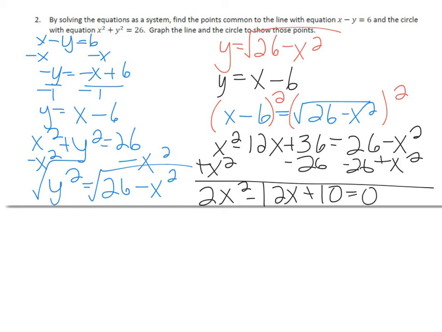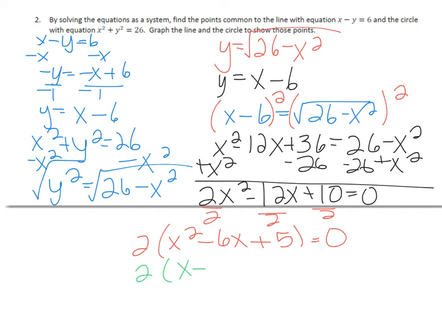And you can use borrow and pay back, but the easiest thing to do here is to take out that GCF first. So divide everything out by 2. So your GCF was 2, and you get x squared minus 6x plus 5 is equal to 0. And if you do factor this, you should get x minus 5 and x minus 1 is equal to 0. So your x values are going to be 5, and x is also equal to 1 if you tee it up. So let's clear some of this off to get some more space going here.